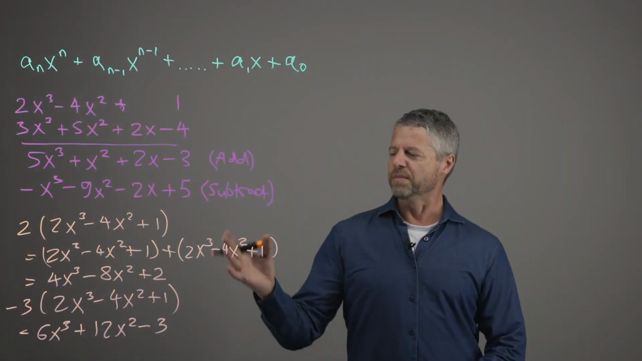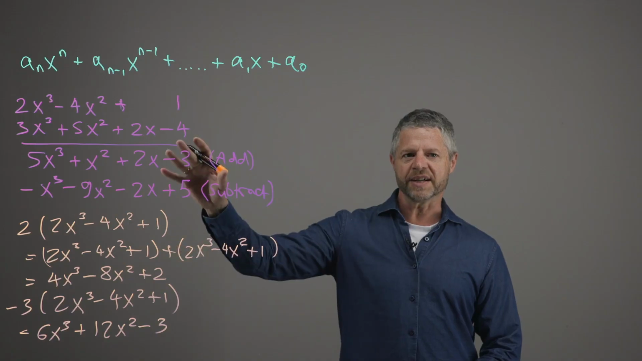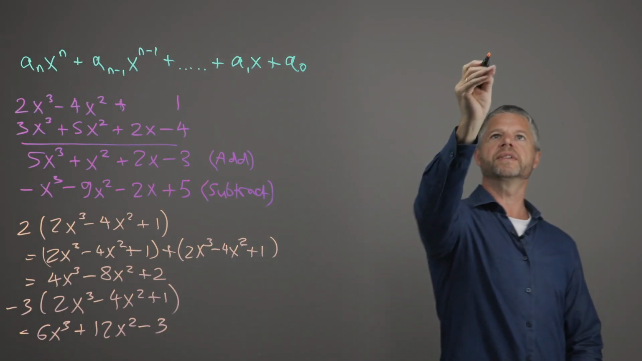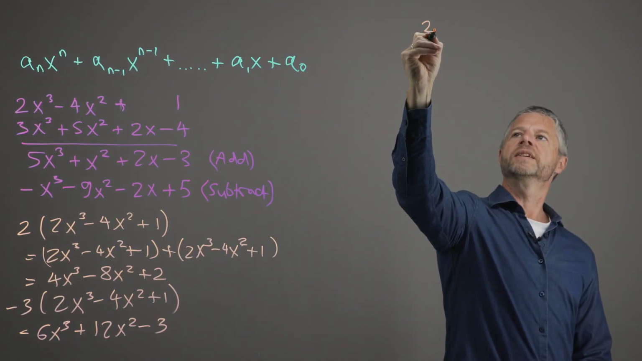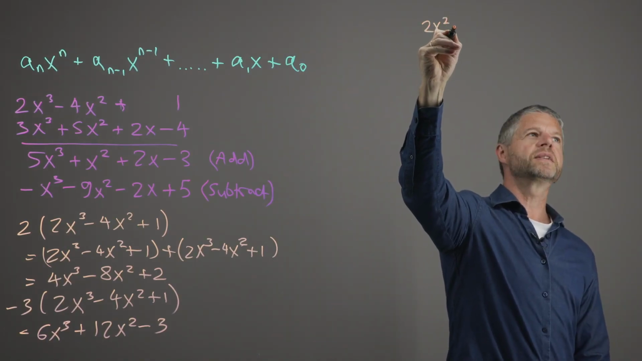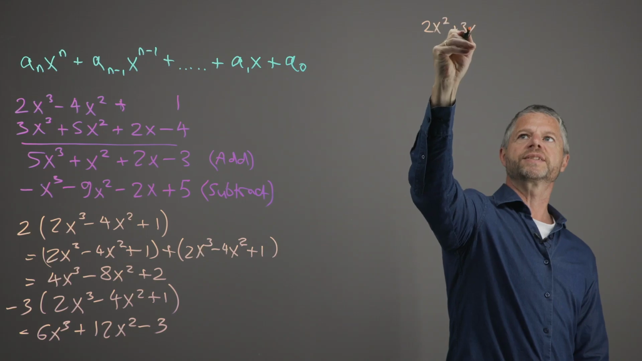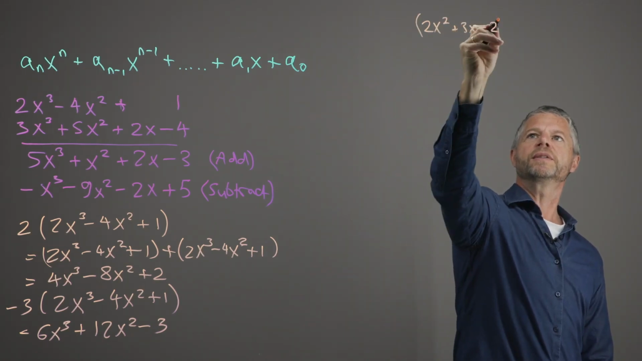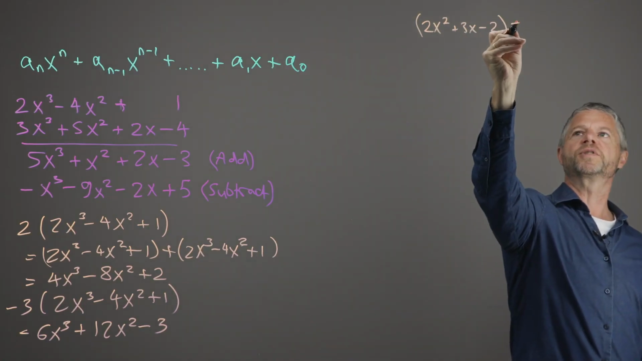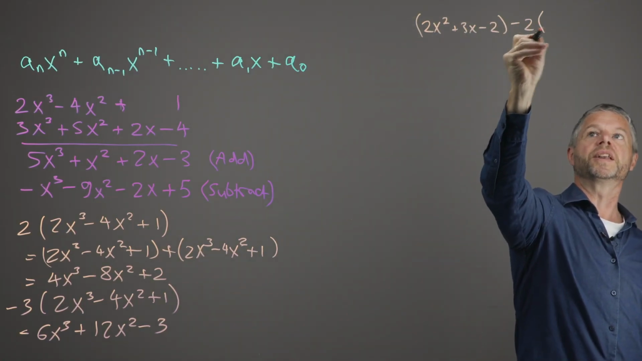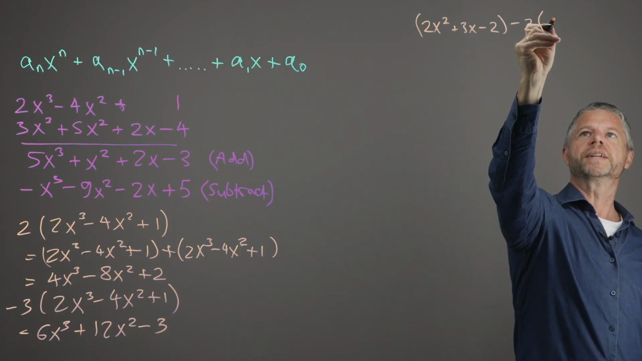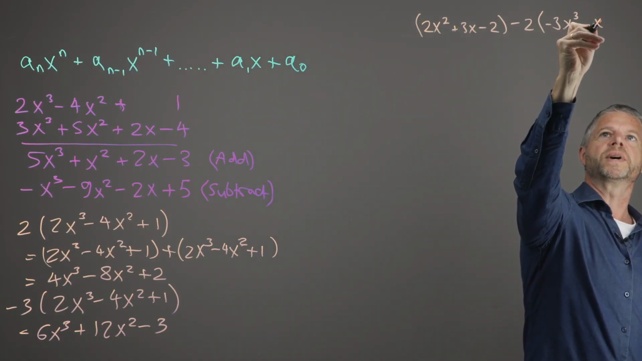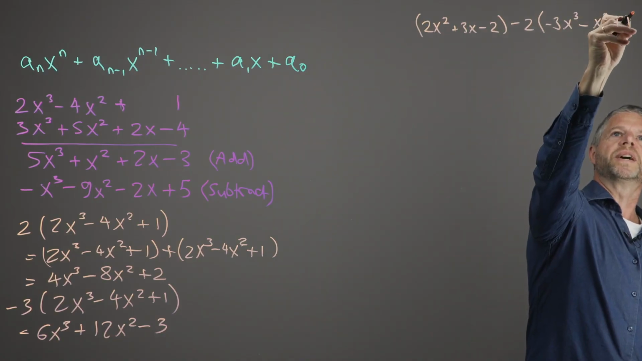We can also combine these ideas, combine the idea of addition and subtraction with multiplication, and do an example like, say, 2x squared plus 3x minus 2. So this is one polynomial. And then we're going to subtract 2 times another polynomial, minus 3x cubed minus x squared plus 1.